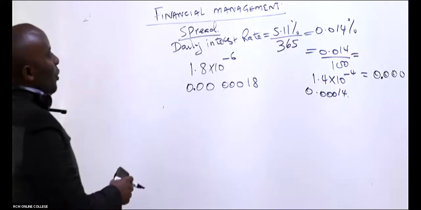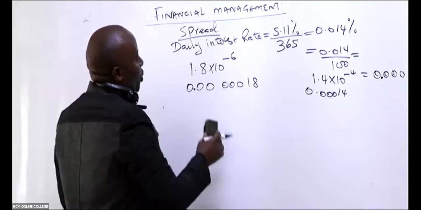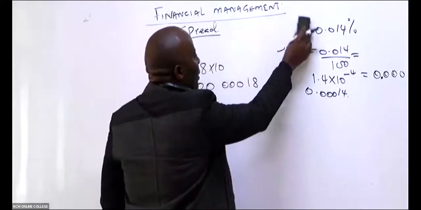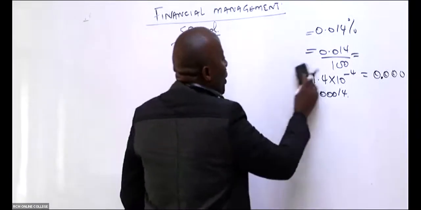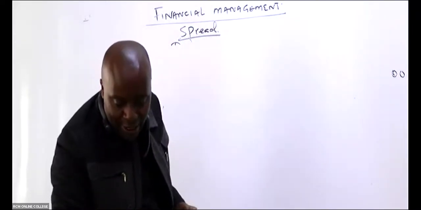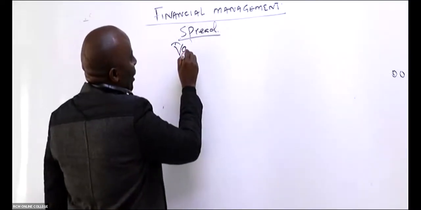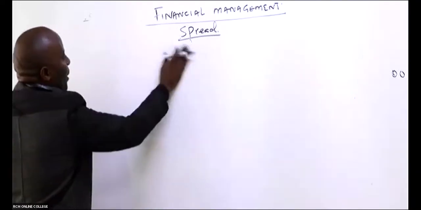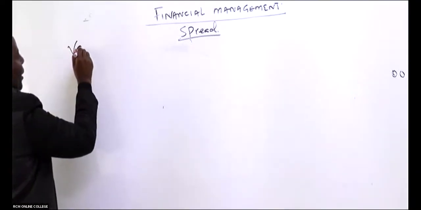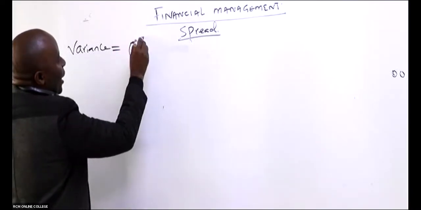So the first thing for you to be able to get the spread, you need the daily interest rate. Then the next thing is you give us the variance. So how do we get variance? It is standard deviation squared.